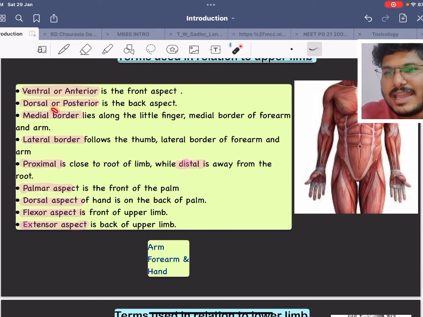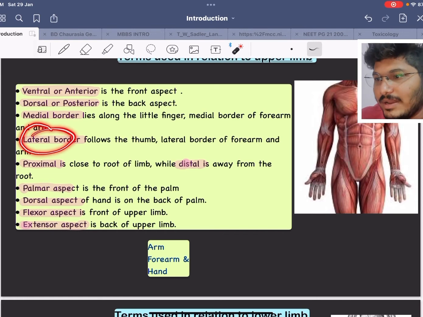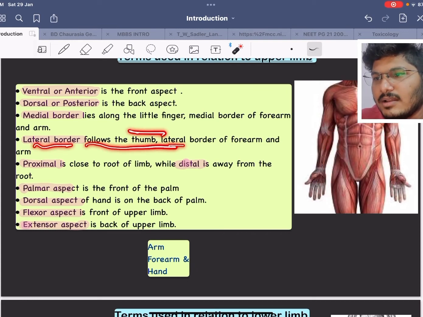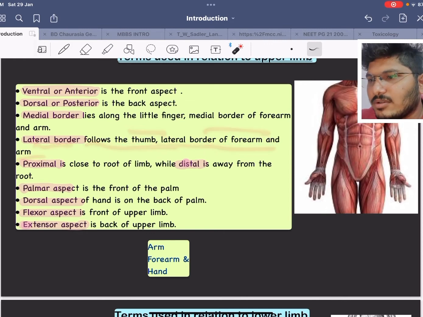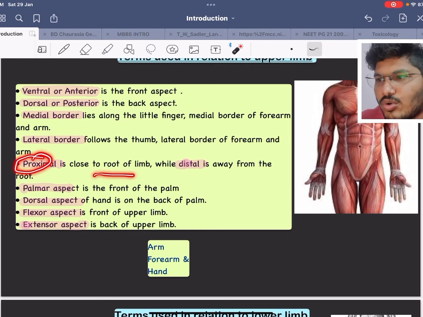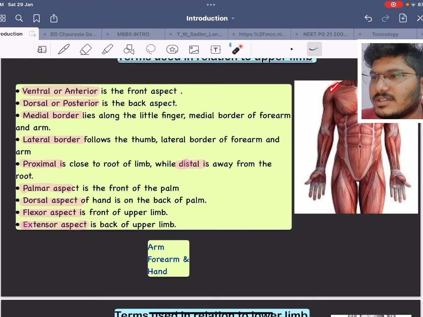Again, as I already told, medial border and lateral border. The medial border is towards the medial plane. So the little finger border is the medial border for the upper limb. The lateral border follows the thumb here: the lateral border of the thumb, the lateral border of the forearm, and the lateral border of the arm. These together form the lateral border of the upper limb. Similarly, proximal is something close to the root of the limb, or towards the medial plane, or towards the cranial end, that we discussed there. So proximal is something close to the root of the limb for the upper limb. These terminologies are for the upper limb.